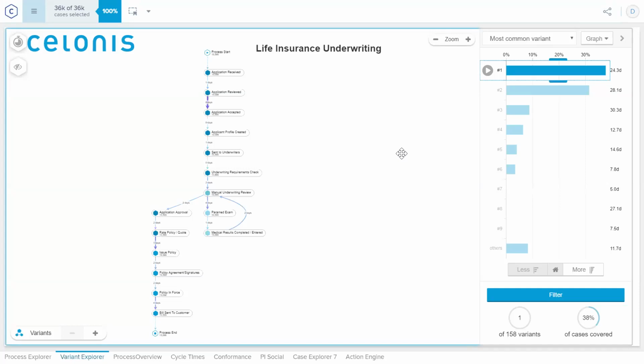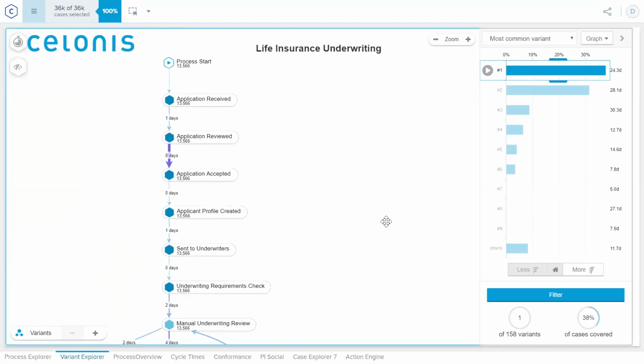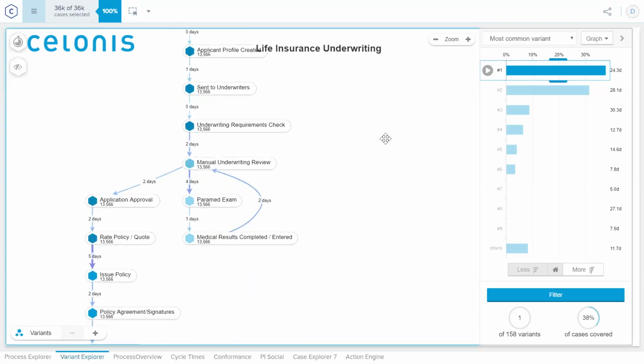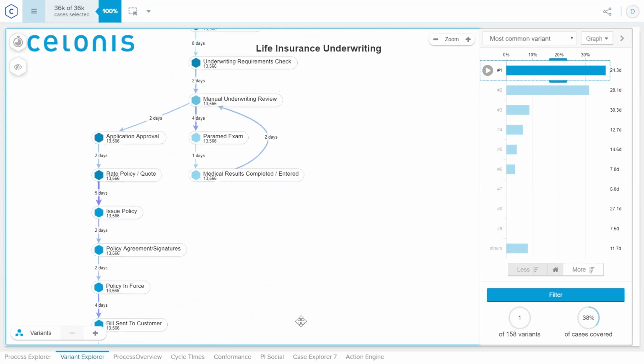What you're looking at here is our Variant Explorer, and this is a common place where our customers start in their first visualization discovery. Down the center path is what we like to call the happy path, and it is the most common pathway which all of the applications and the underwriting process take. If you zoom in, you can look at a step-by-step iteration of the application as it goes through to the underwriters, either requiring additional information, such as medical results, all the way down to issuing a policy and a bill being sent.